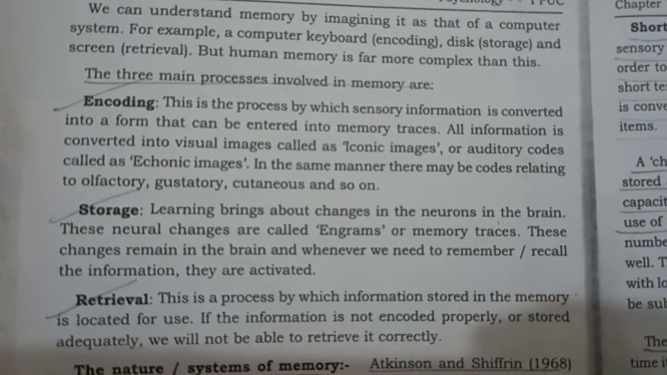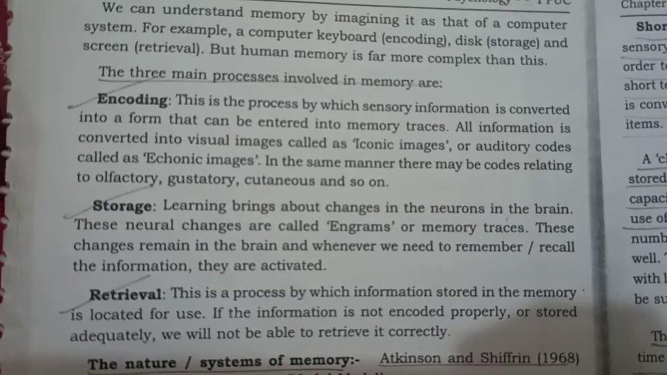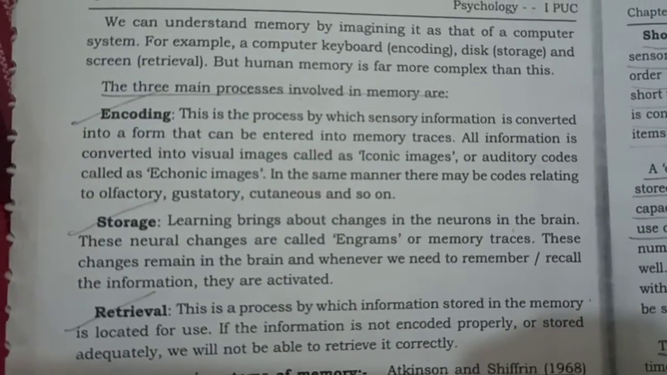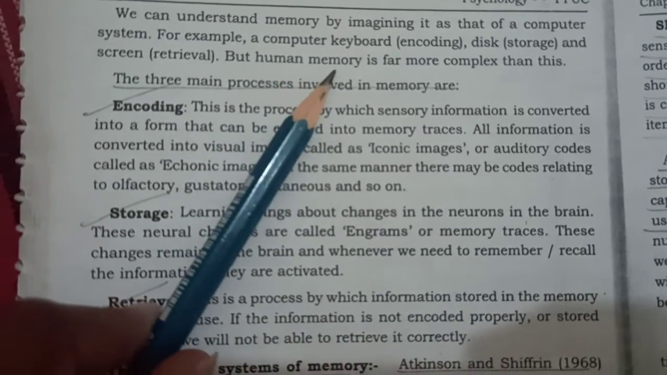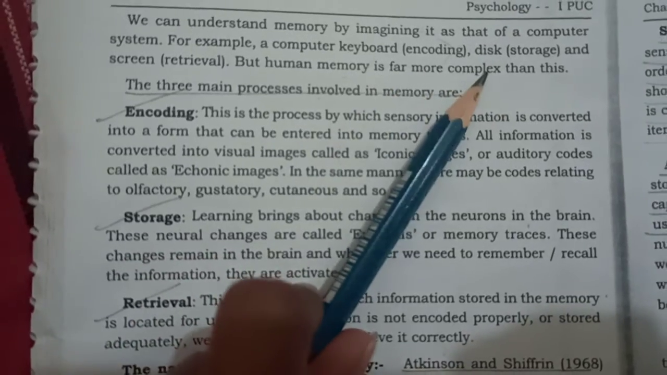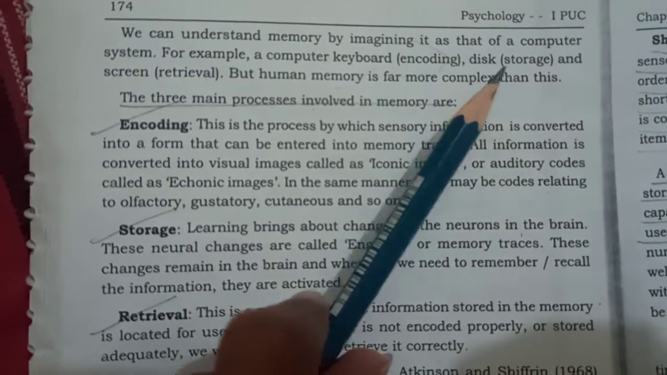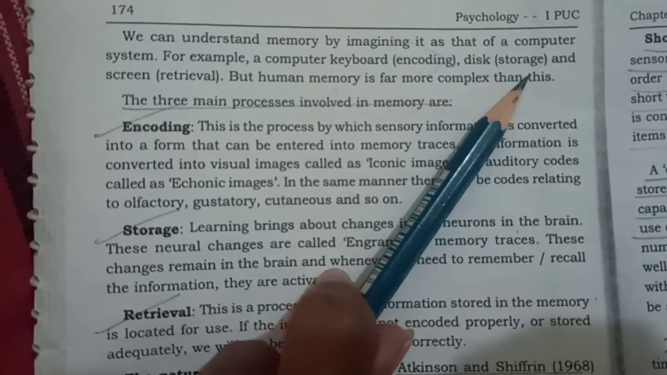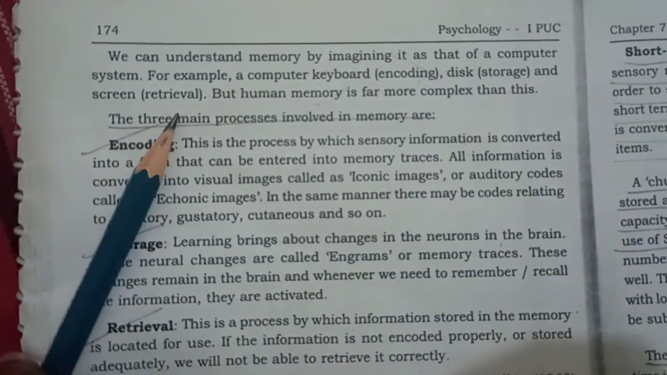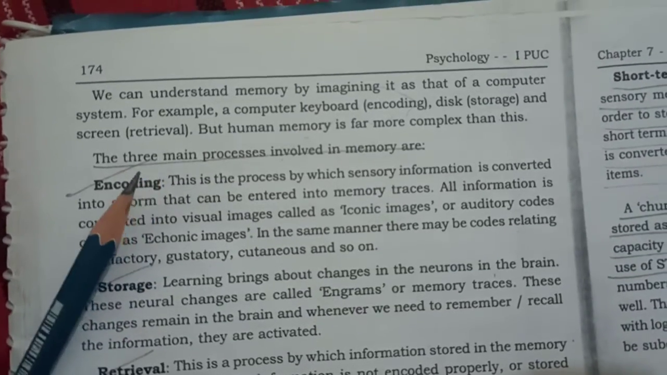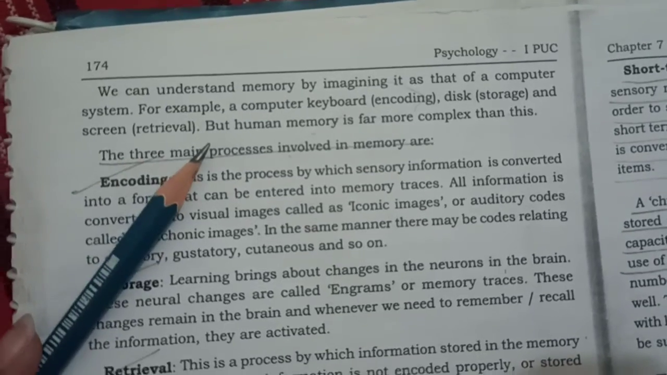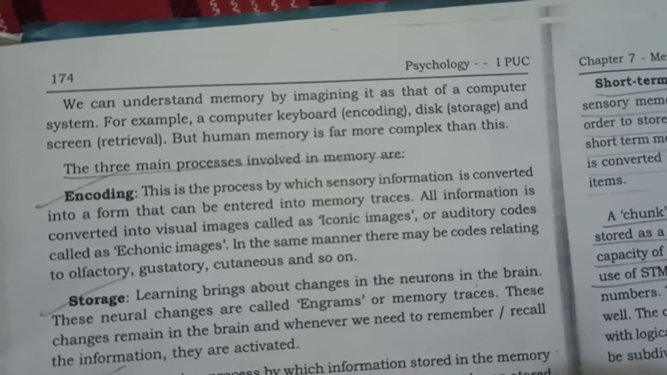We can understand memory by imagining it as a computer system. For example, a computer keyboard is encoding. When you type information on your keyboard, we can see it as encoding. The disk, which is present inside the motherboard, we can call storage, where the information is all stored. And the screen is retrieval: if you want to find some message or information, it will appear on the screen, so that is retrieval. But human memory is far more complex than this.